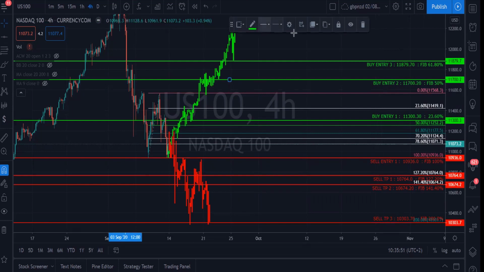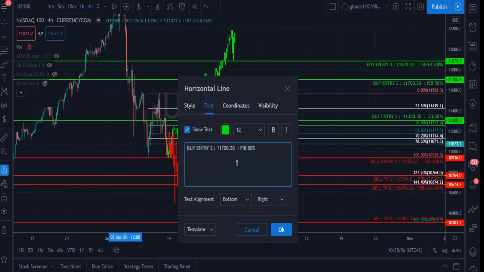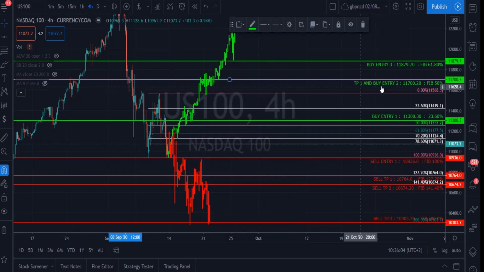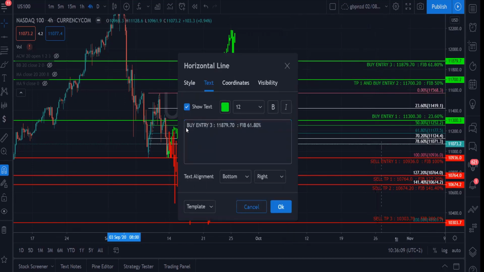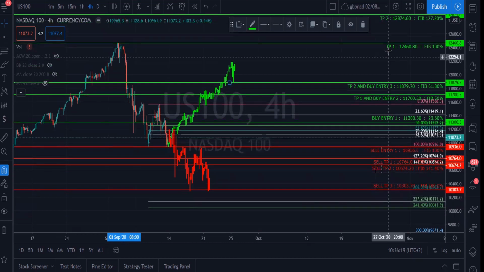So let's make things a bit more interesting. That's your buy entry. And this is also a TP1, and it's a buy entry. You with me? Yes. Then this one here, let's call this TP2, and buy entry. And then let's amend all the other ones and call this TP3.